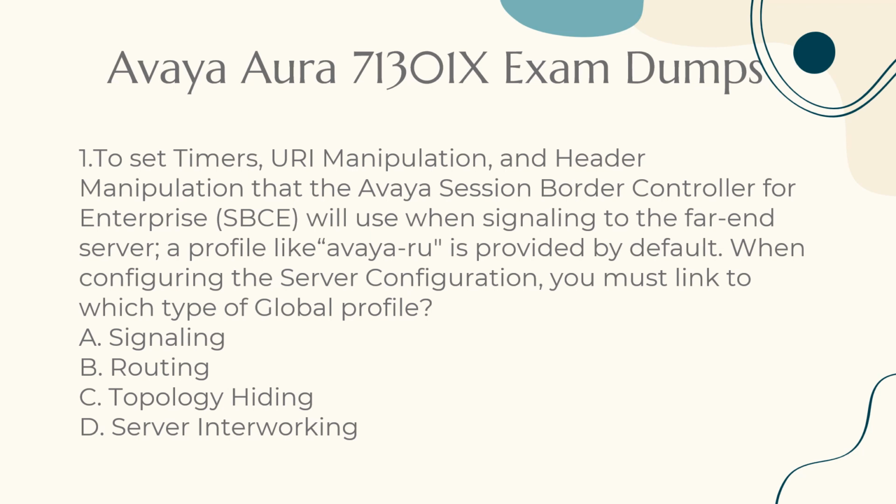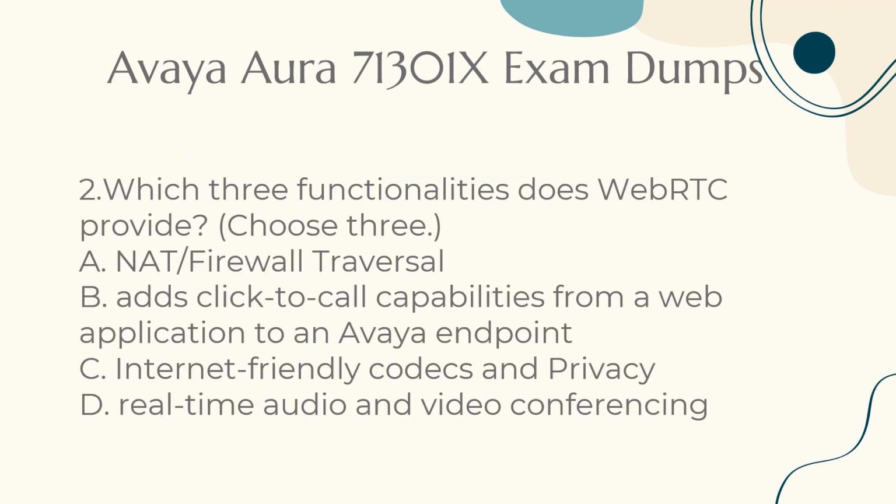1. To set timers, URI manipulation, and header manipulation that the Avaya Session Border Controller for Enterprise (SBCE) will use when signaling to the far-end server. A profile like Avaya Aura is provided by default. When configuring the server configuration, you must link to which type of global profile: A. Signaling, B. Routing, C. Topology hiding, D. Server interworking.